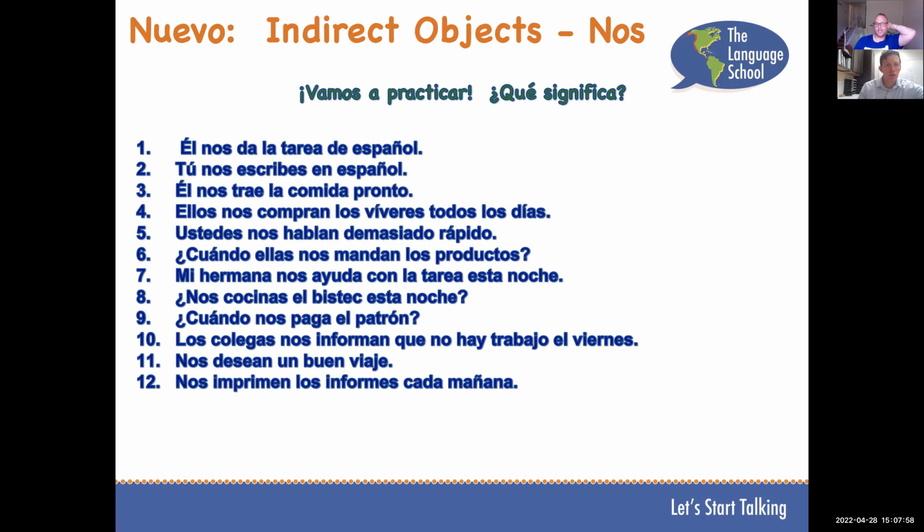3. Él nos trae la comida pronto. He brings us the food soon. 4. Ellos nos compran los víveres todos los días. They buy us groceries every day. 5. Ustedes nos hablan demasiado rápido. They speak to us too fast.